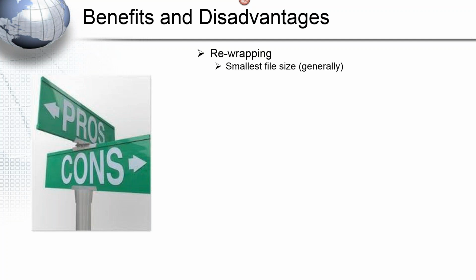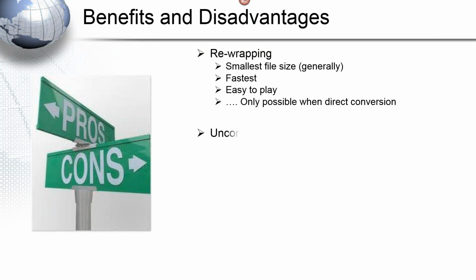For rewrapping, it is the smallest file size, generally, in almost all cases. It's going to be the fastest in all cases. It's very easy to play in most common players like VLC, Windows Media Player, and QuickTime, assuming that we have a standard H.264 file to begin with. But it has a significant limitation that we've addressed, where it's only possible when doing direct conversions. We can't change the file in any way when doing this process.